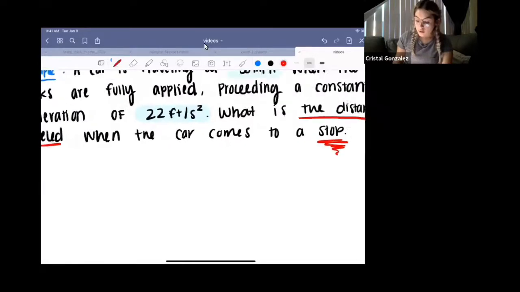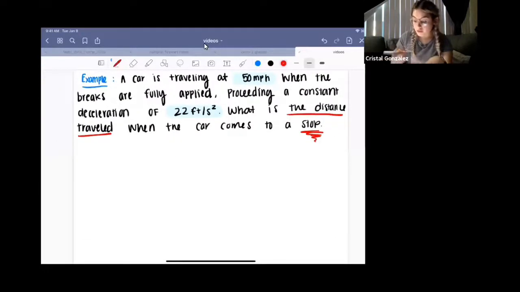Right here where it says a car is traveling at 50 miles per hour, to me that says that's the initial velocity. That's when it first started going. It's traveling at a constant speed right there at 50 miles per hour. So that's what we're going to call our initial velocity.